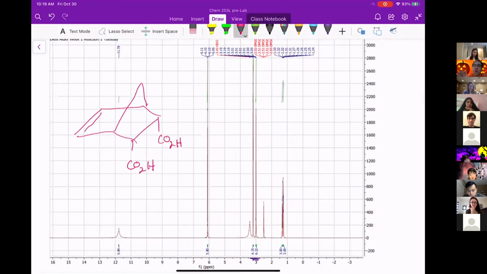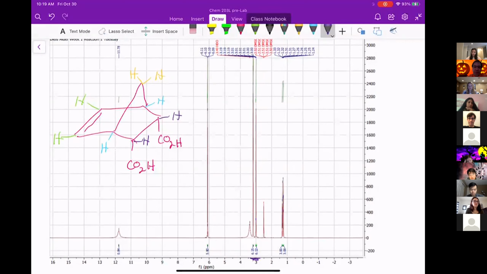Now, again, if you are assigning the proton NMR, you want to draw out your protons. So I also have two protons that are out here on the double bond. I've got two protons that are up here on the bridge. I've got two protons that are on the bridgehead. And then I've also got two protons sticking out here above your CO2H's. Okay, that's a lot of protons. That's why we get a lot of signals here.